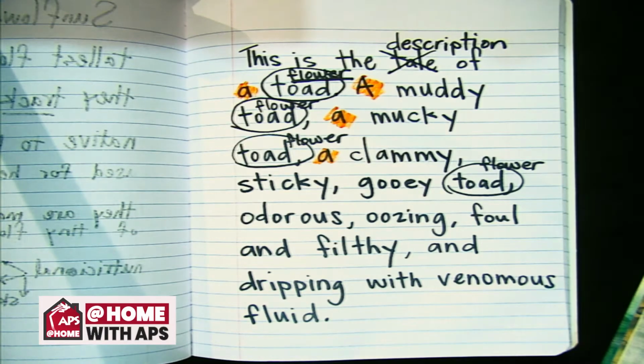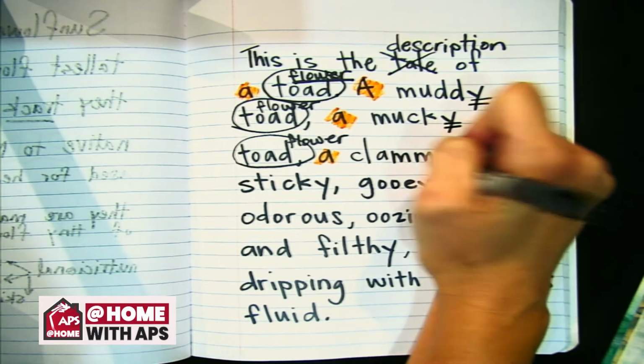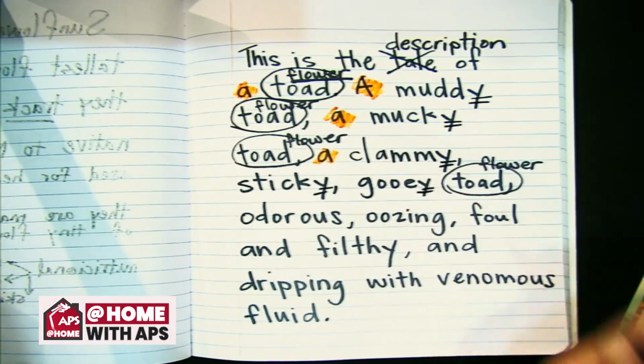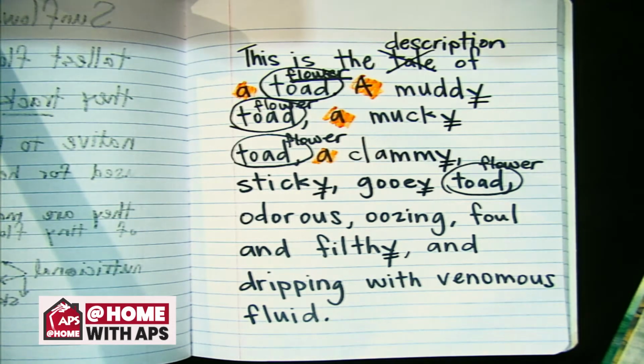Do you see all of these words ending in y? Wow. Filthy. Usually words that end in y like this are adjectives. They're describing. And you know what kind of adjectives these are? Sensory. These are sensory details. These are things that you can see, touch, hear, smell, taste.